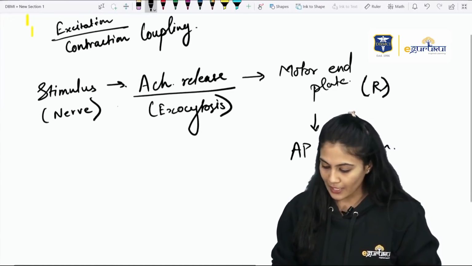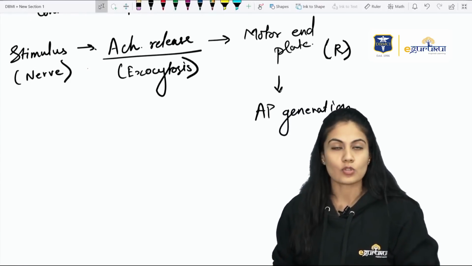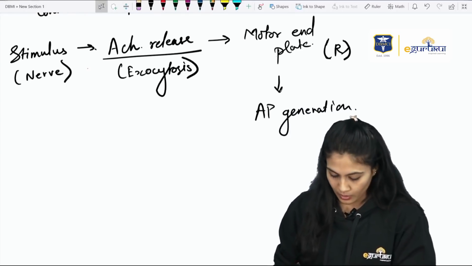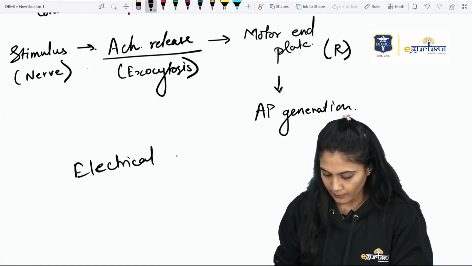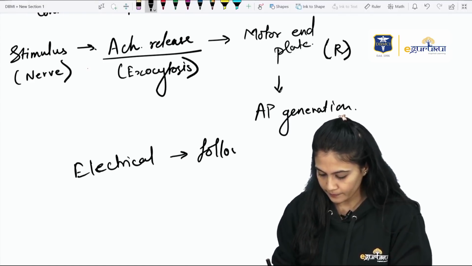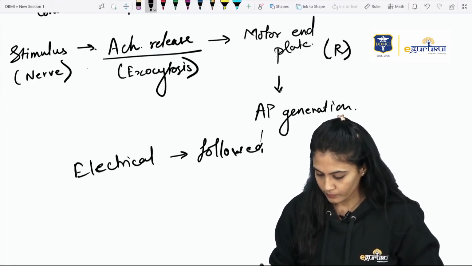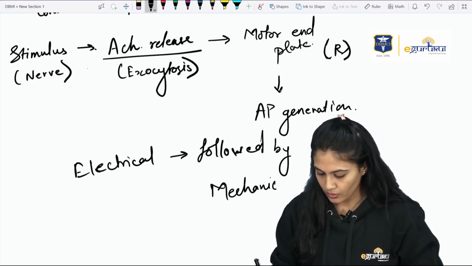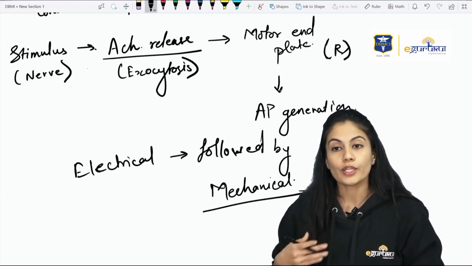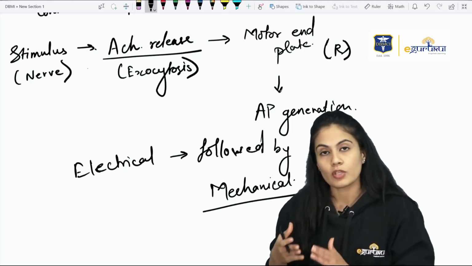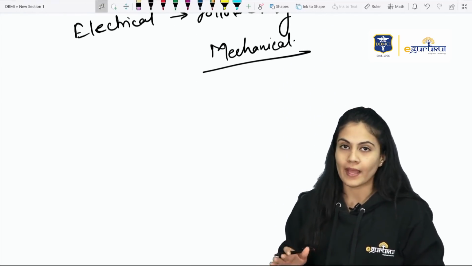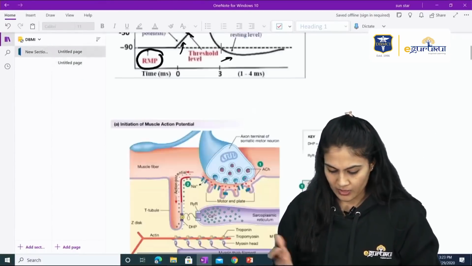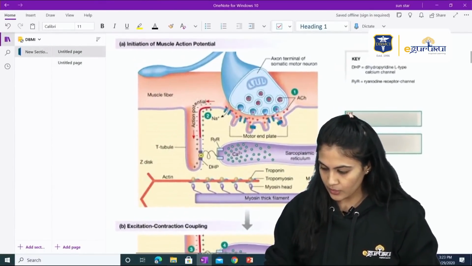Now, how this action potential is actually generated, that we saw; that is nothing but the excitation. The excitation is an electrical phenomenon, which is followed by a mechanical phenomenon, which is nothing but the contraction. How will this action potential lead to the contraction, how will this electrical phenomenon lead to the mechanical phenomenon? Let's discuss in a short manner and then we will see the diagram. Okay, let's see the diagram first, so it will be very easy to understand.